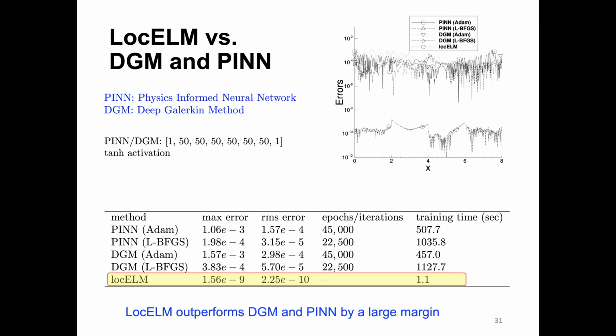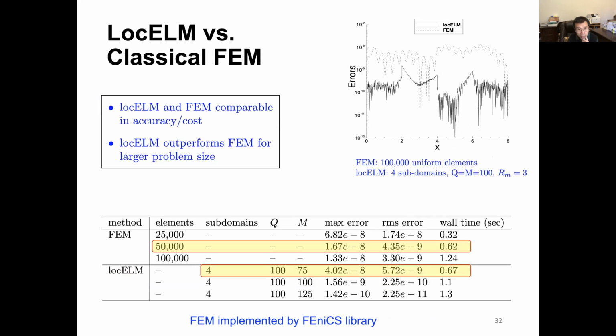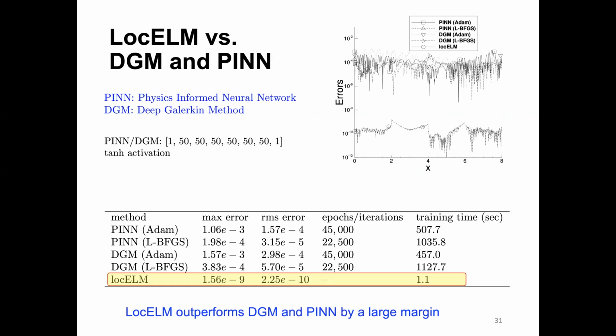I think that asks about the number of neurons, right? The number of neurons is 100. That's the M here. M is the number of training parameters, that's the last hidden layer, 100. So I think the fair comparison to make here is with a spectral element with a 100-degree polynomial.